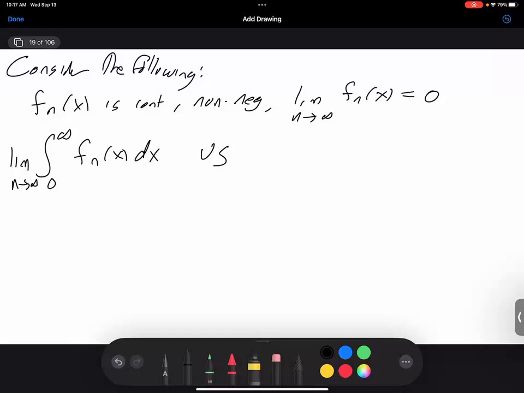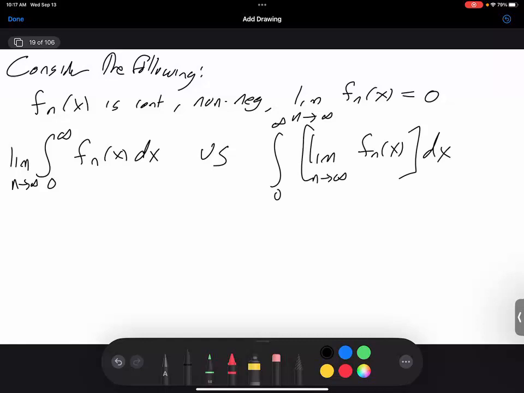Well, I mean, that's basically what I'm doing right now. For each n, I'm taking the integral. Oh, gotcha. Right? And then I'm letting n go to infinity. So I'm integrating first, and then I'm taking the limit. What's the other way to do things? Then take the limit, then integrate. First is, take the limit as n goes to infinity of f_n of x, and then integrate from 0 to infinity.